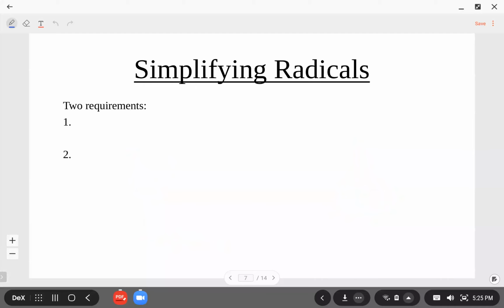So, simplifying radicals. Now we are going to be learning how to simplify radicals. So, when you are simplifying radicals, there are 2 requirements. Okay, 1, I'm going to write it down.